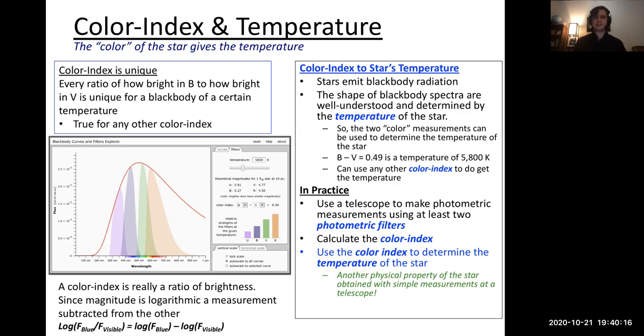This is one of the easiest observations to make in astronomy. And all of a sudden, we can just point a telescope at the star, have the photometric filters, measure the B and V magnitudes, subtract them to get the B minus V color index, and boom, you know the temperature of the star.